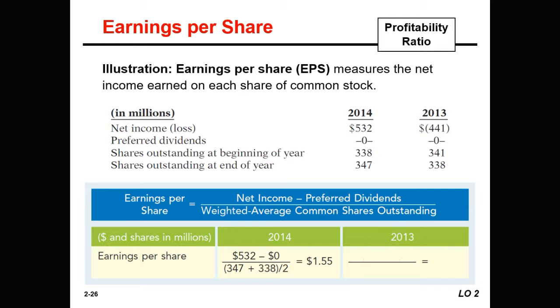Let's look at 2013. We have net income less preferred dividends. We didn't actually have net income, we had a net loss. When you see the parentheses around a value like this, you'll see over here where it says loss in parentheses, that means that we had a loss. So we have a loss of $441. And we need to divide that by the weighted average common shares outstanding. So 341 plus 338 divided by 2. And that will yield us $1.30, or negative $1.30, my apologies.